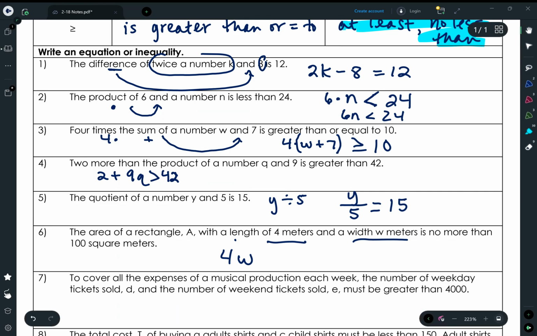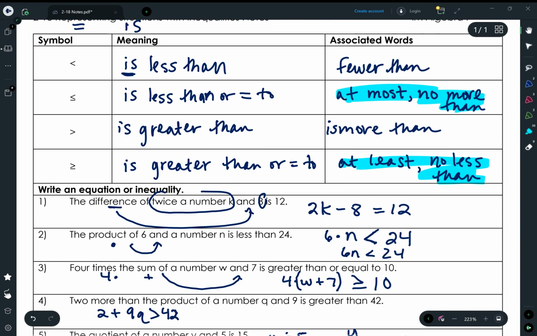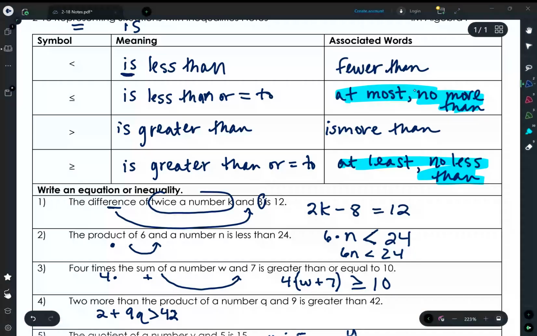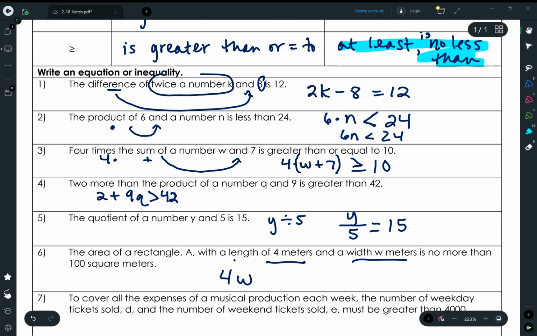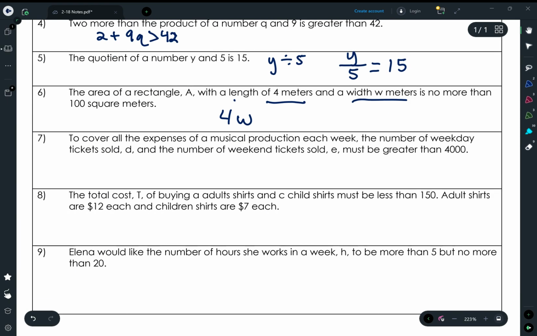So let's go back up here and look at what "is no more than" means. I love that when Miss Gordon typed this up, she made sure to use "is no more than." I'm telling you, this is the key. So that means we're really looking at a less than or equal to. So "is no more than" means that the biggest it can be is 100. So it could be less than that, it could be equal to that. So less than or equal to 100.